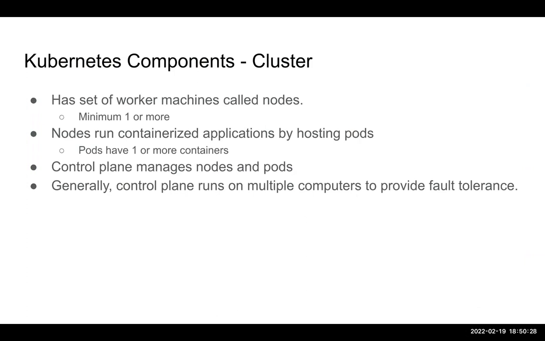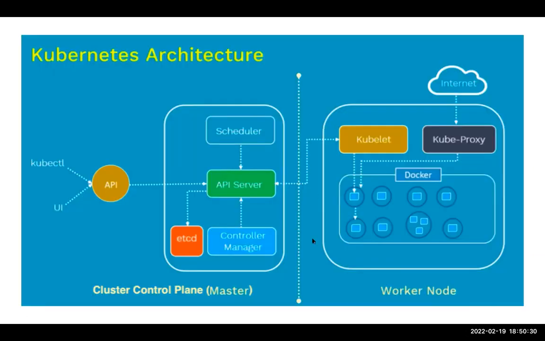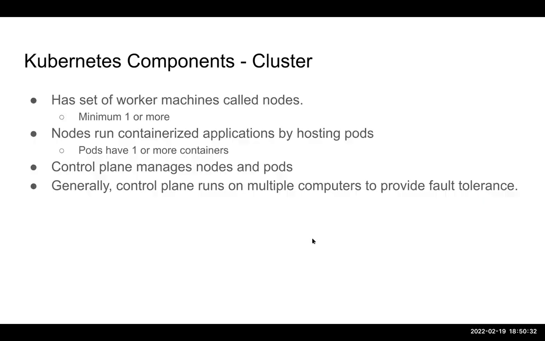Now we'll go into each of these components. Whatever components we discussed, we'll go into each of these. What is a cluster? You will hear a lot of these terms, cluster and all those things. So what in reality is a cluster? A cluster has a set of worker machines, which we call nodes, and there has to be a minimum of one or more nodes. And these are worker nodes, by the way.